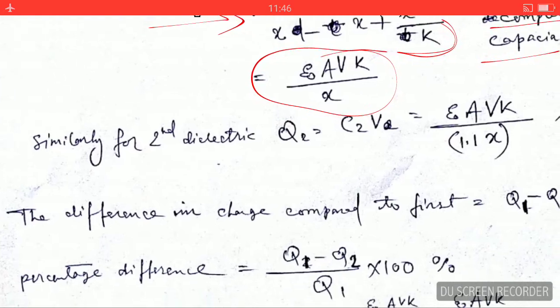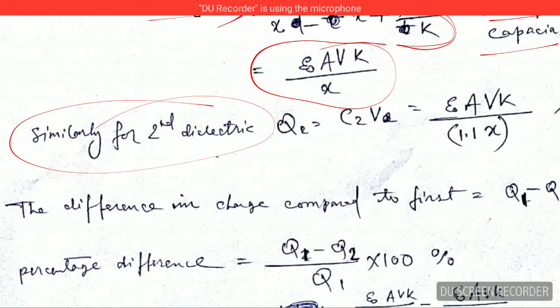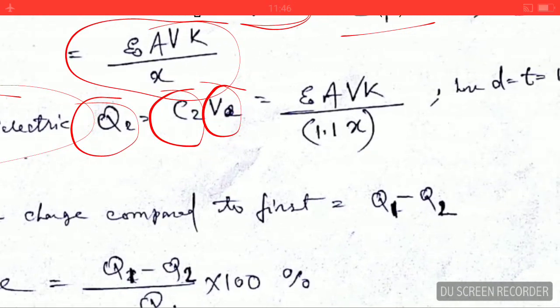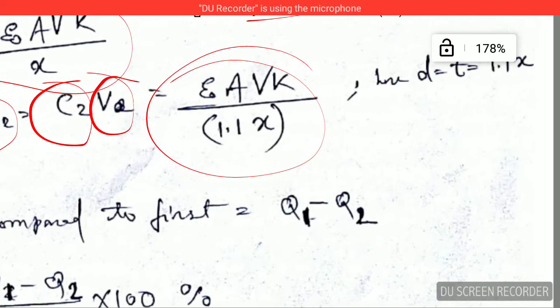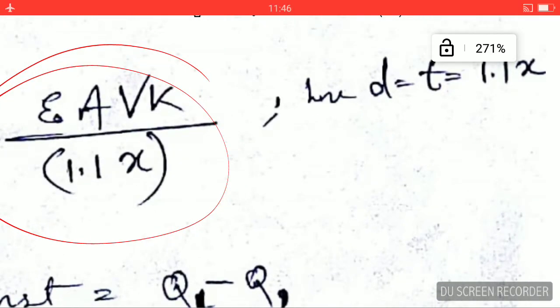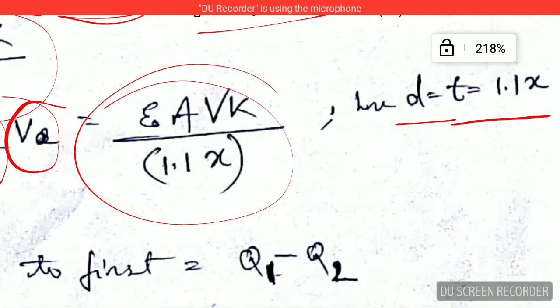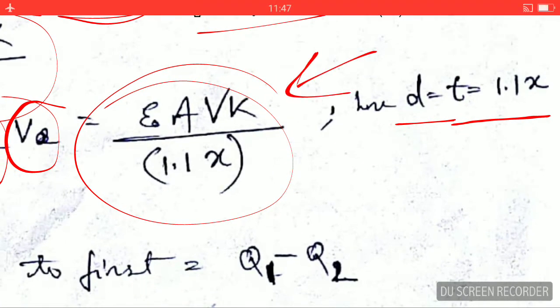Similarly for the second capacitor, we take the charge Q2 and the capacitance C2, whereas the voltage is the same for both. Solving in a similar fashion we arrive at this equation. In the second capacitor also, the dielectric completely fills the capacitor, so D equals t, and it is given that t equals 1.1x. We put the values and arrive at this equation.